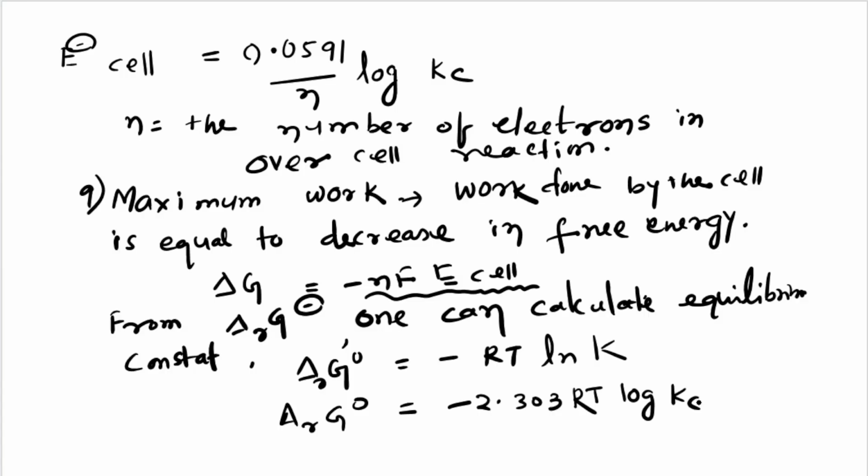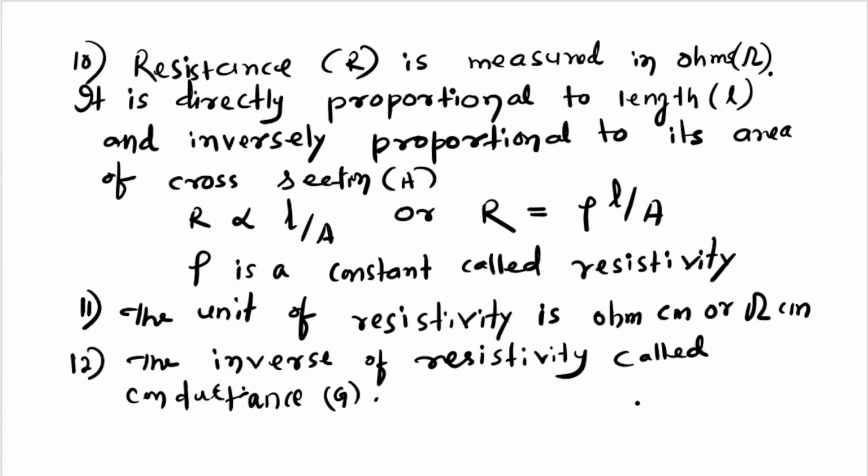2.303 delta rG 0, the standard value, is equal to minus 2.303 RT log Kc, since ln means 2.303 log. So we put the value: minus 2.303 RT log Kc. So what is the next one?